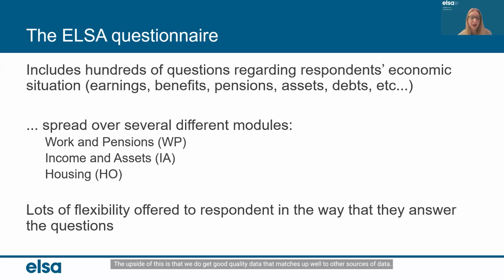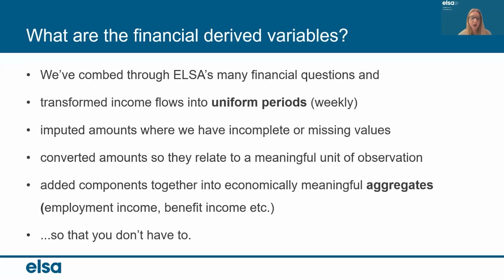The upside of this is that we do get good quality data that matches up well to other sources of data. For example, we've compared the economic data to the Family Resources Survey, and we find that it matches up pretty well. The downside is, of course, that it's difficult to bring all these pieces together, and it can make the data quite hard to use.